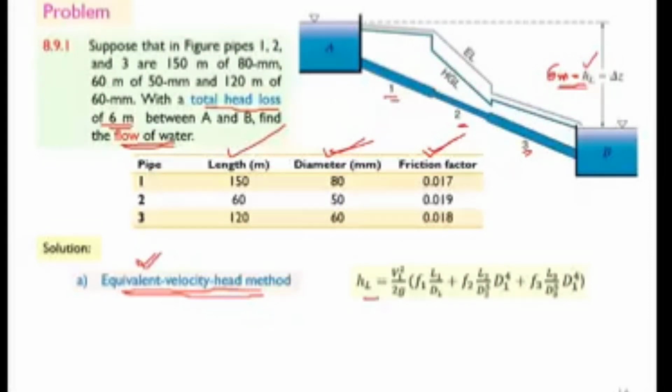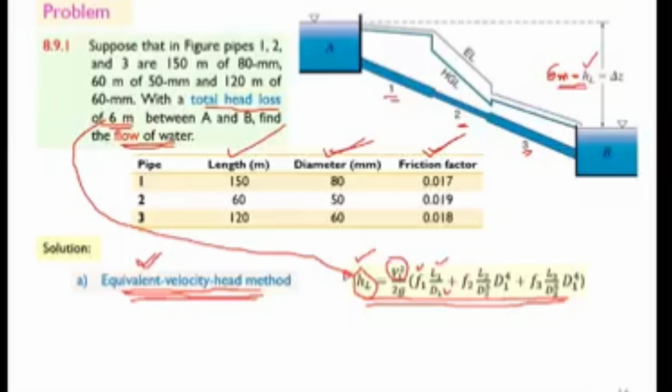In that case, we already discussed that the equation is given by this form. Essentially, what we have done is expressed the velocities of the second pipe and third pipe in terms of V1. That's why it is known as the equivalent velocity head. In this formula, f is given, L is given, D is given, and so on. You just need to put in the values, and HL is also given: 6 meters.